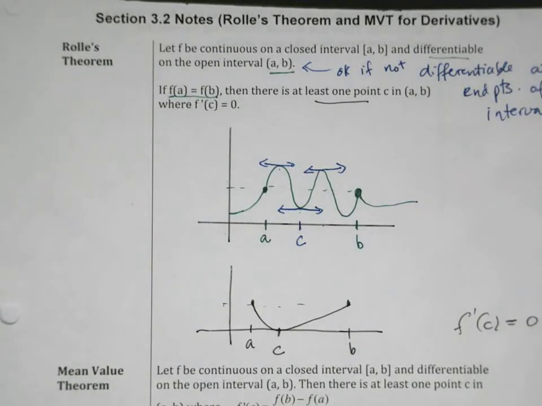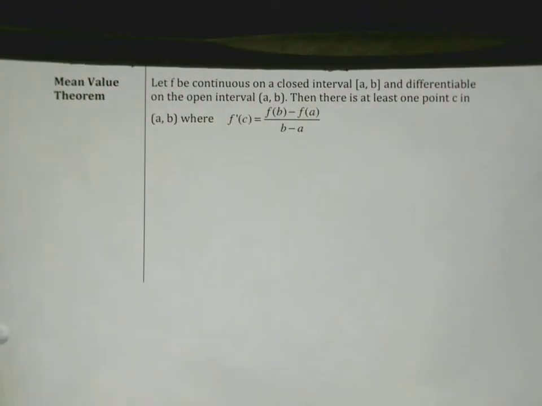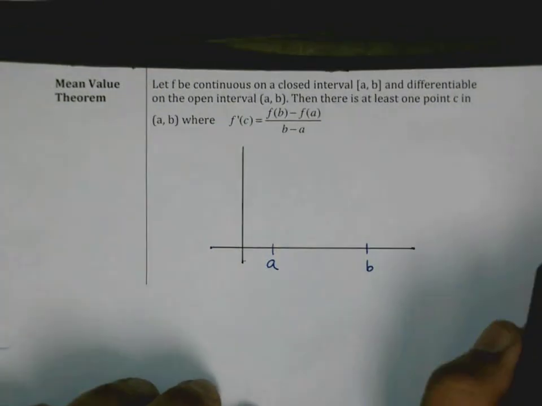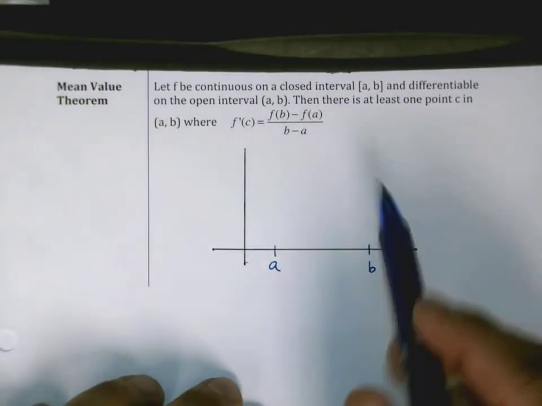Look at the mean value theorem. It says let f be continuous on a closed interval [a, b] and differentiable on the open interval (a, b). Same thing, it may not be differentiable at the endpoints. There is at least one point c in (a, b) such that this expression is true. To understand what this is saying, let's again draw a picture and look at the results. Here we have some interval [a, b], and it doesn't say anything about f(a) or f(b). It just says that it has to be differentiable.